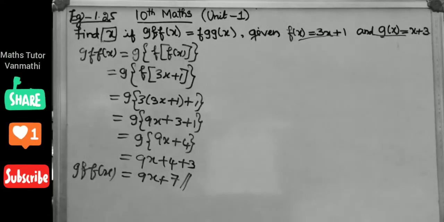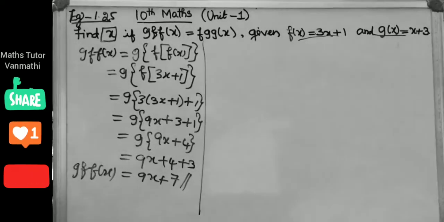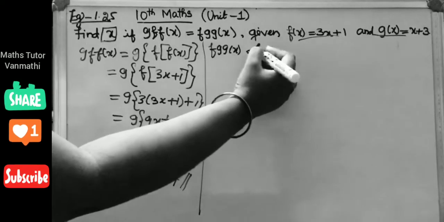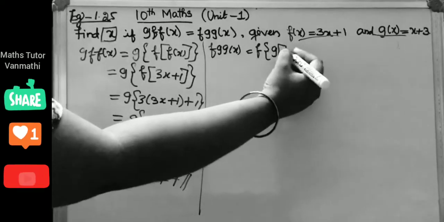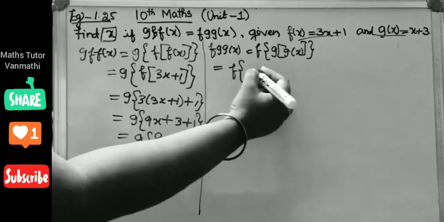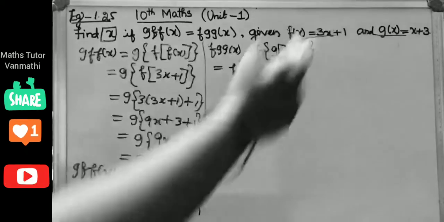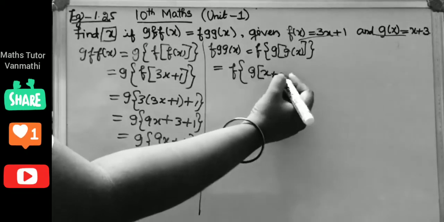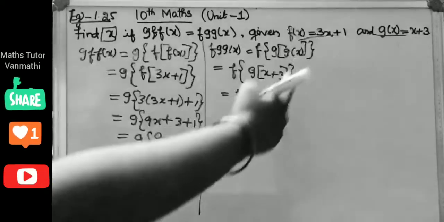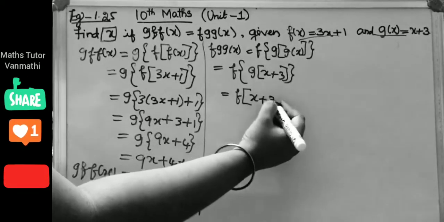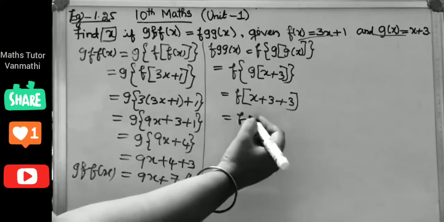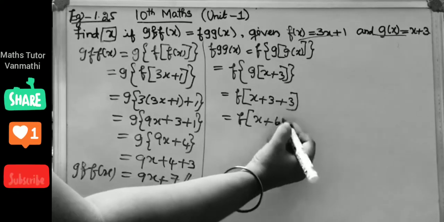Next we are going to find fg(x). This can be written as f of g of x. f of g of x is nothing but f of x plus 3. Then in g of x, in the place of x substitute x plus 3, you get x plus 3 plus 3. And again, x plus 3 plus 3 is your x plus 6.